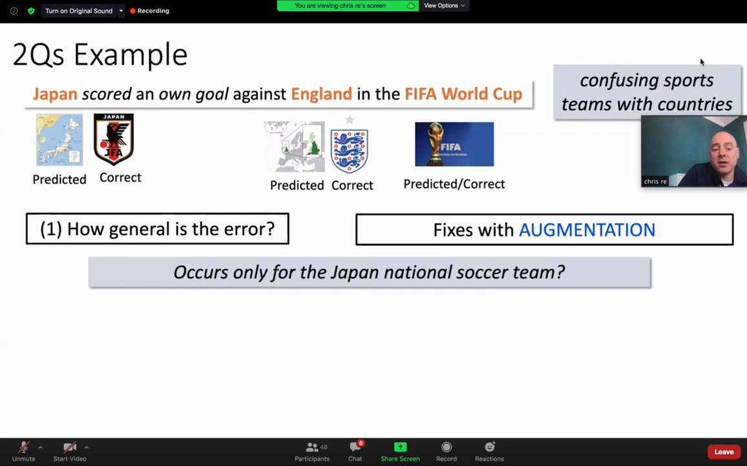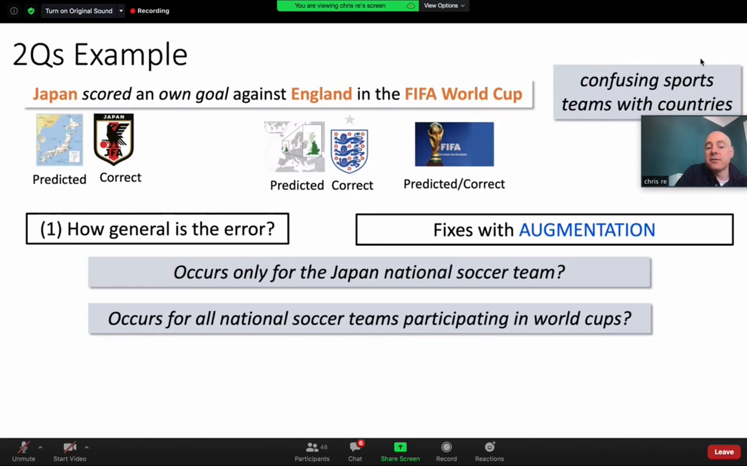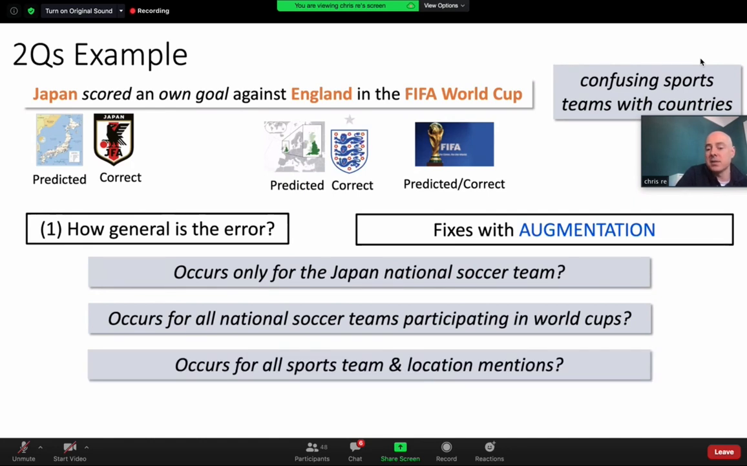It could be occurring only for the Japanese national soccer team, in which case we want the fix to be specific to this entity and not disturb the others. It could be for all national soccer teams that happen to participate in something like a World Cup. Maybe the signal we think is the problem here is that the relationship between various sporting events and the teams that participate in them is something that we should be able to broadly learn. It could happen for all sports teams and locations. As I said, maybe it's the difference between talking about sports and talking about politics.